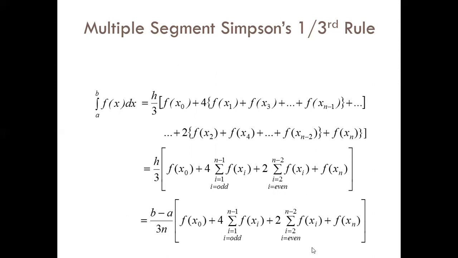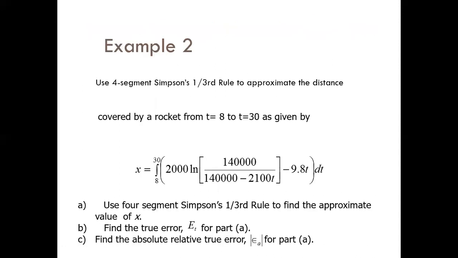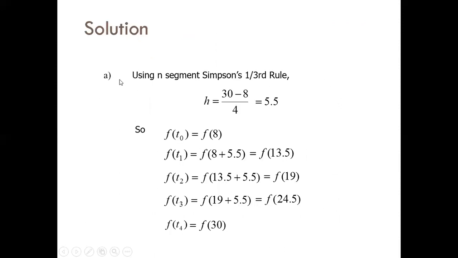Then the general formula is f of x0, that is the first value, plus the final value, plus 4 into summation of all odd terms plus 2 into summation of all even terms. This is the formula for multiple segments for finding the integration. Then taking one example, the same example, but the only change is the whole segment.